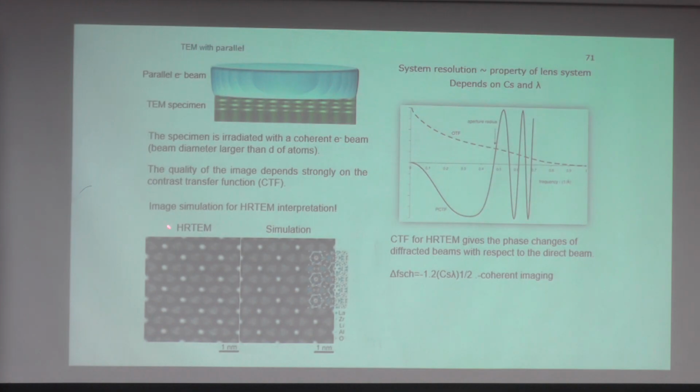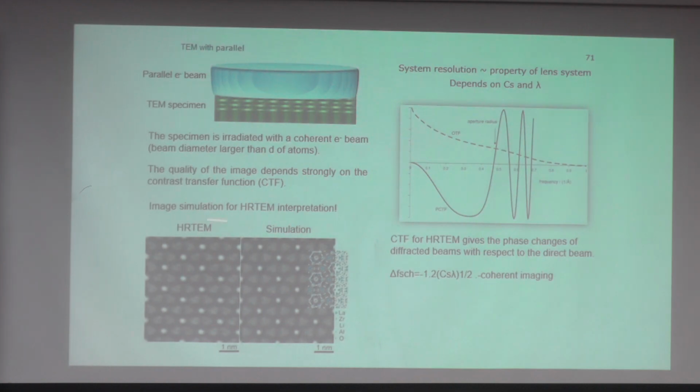Here you have an HRTEM image of a very complex substance containing lanthanum, zirconium, lithium, aluminum, and oxygen. Here you can get a nice image like flowers. There are central atoms and some flowers here. And if you do the image simulation, you can adjust it to the crystal structure, which is very complex, as you can see here.